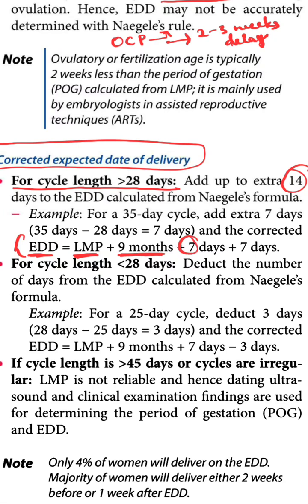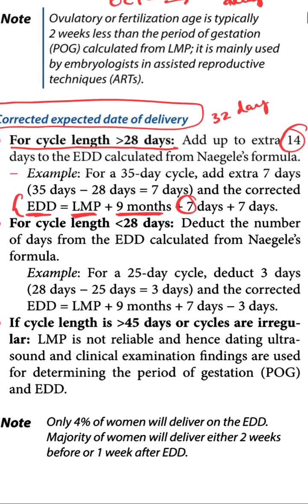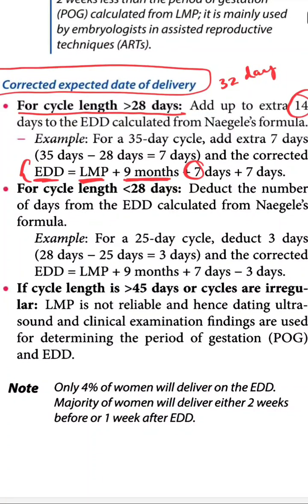I'm giving you another example. For a 32-day cycle, what will we do? 32 minus 28 is 4. So the formula will be LMP plus 9 months plus 4 days. That's how it goes. So you just need to remember that for a cycle length greater than 28 days, you need to add the extra days.